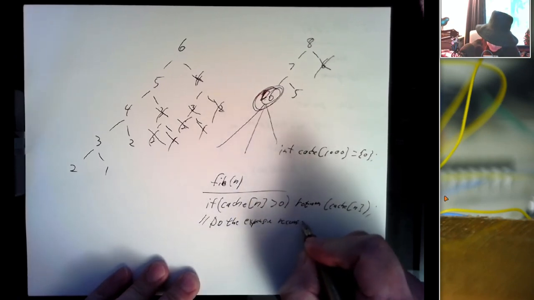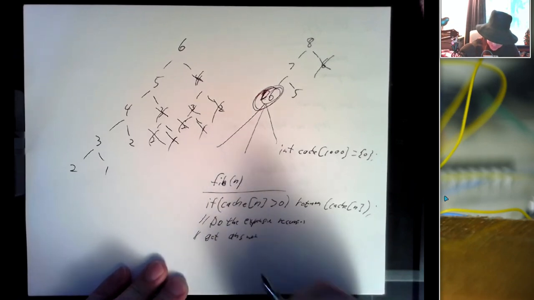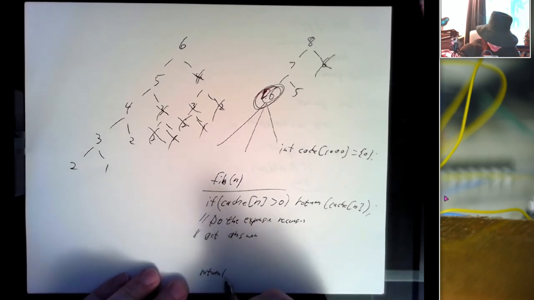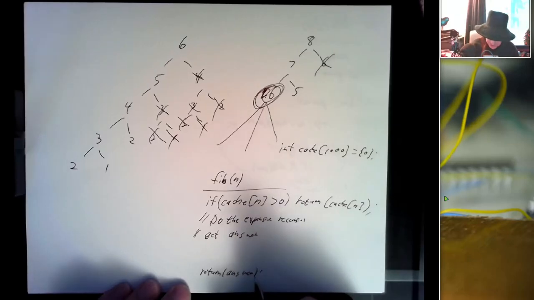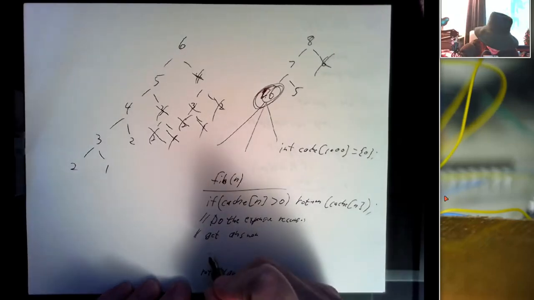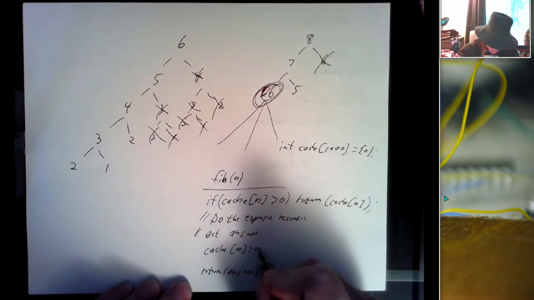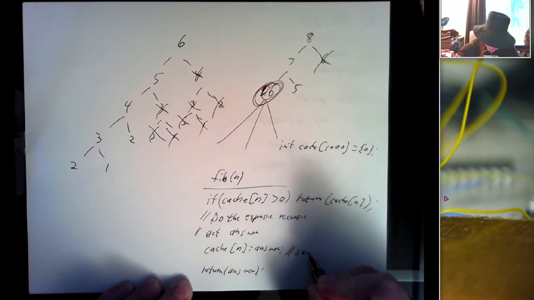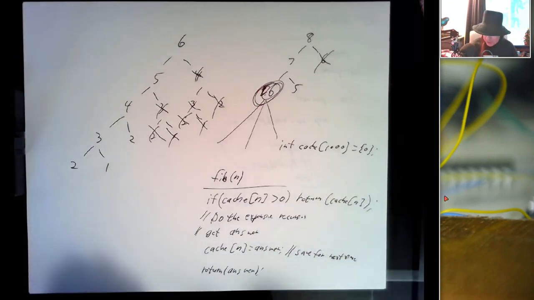recursion, and we'll get our answer. And at the end, we're going to say return answer. But before we do that return, we're going to save the answer in our cache. So we're going to say cache[n] = answer. And we'll note that we're saving this for next time. And then we'll go ahead and do our return.